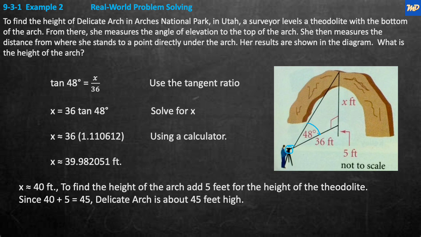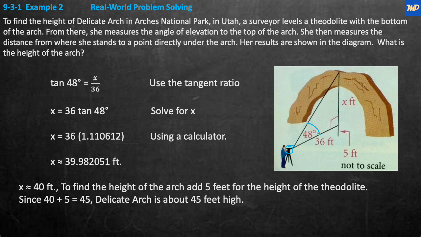She then measures the distance from where she stands to the point directly under the arch. That's where she gets the 36 feet. So she measures from where the theodolite stands to directly underneath the arch, and that distance ends up being 36 feet. Okay. So now what does it say?